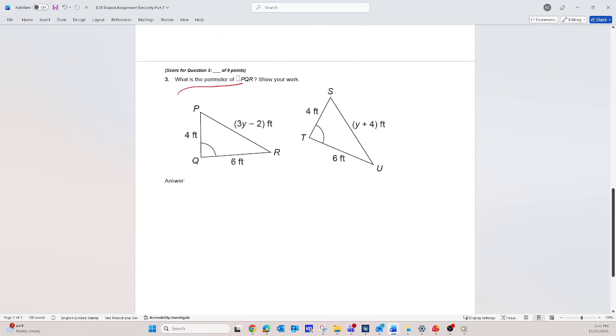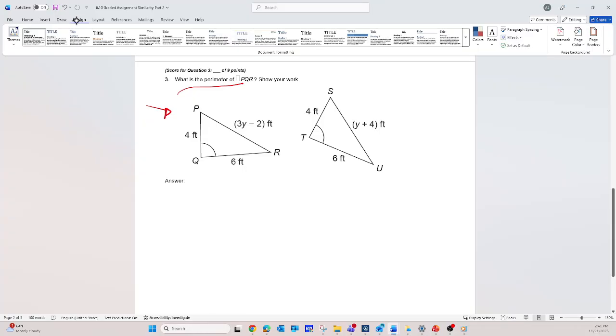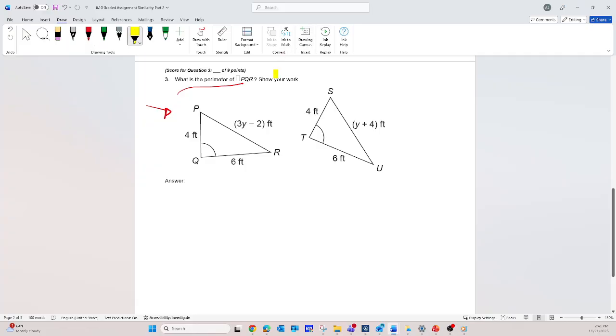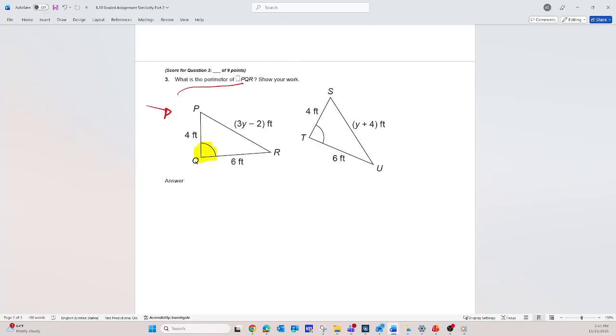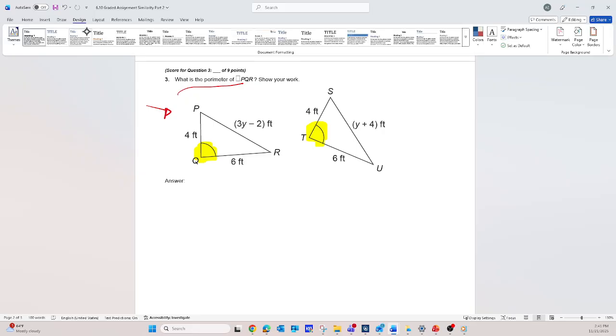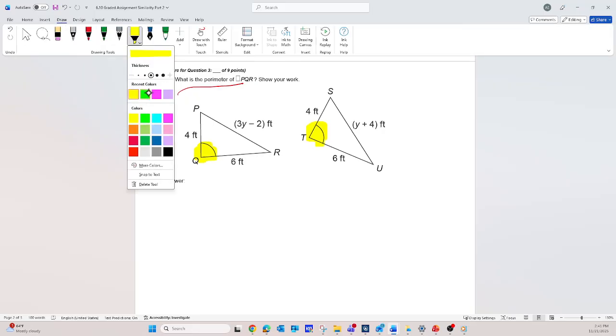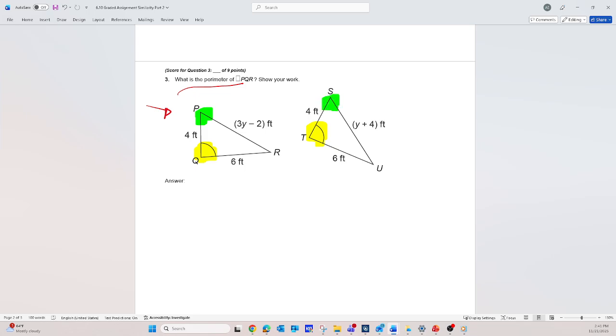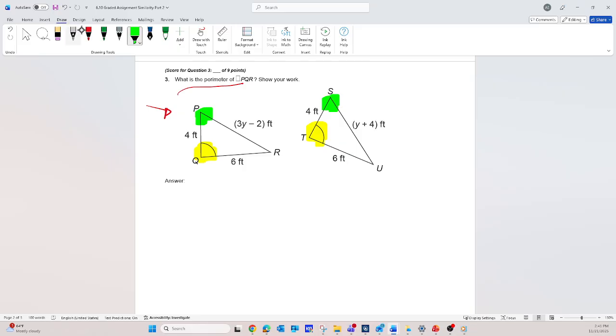What is the perimeter of triangle PQR, which is this one? Show your work. Okay, so remember, in this assignment, I want for you guys to show all your work. If you do not show your work, I'm not going to give you credit. So let's take a look at what sides angles are congruent. So Q, I see the first curve is congruent to angle T. And then we have angle P to S, and then angle U to R.